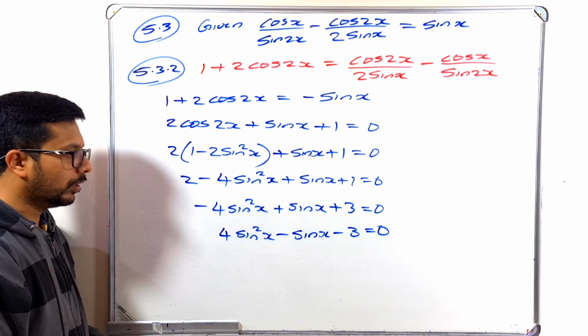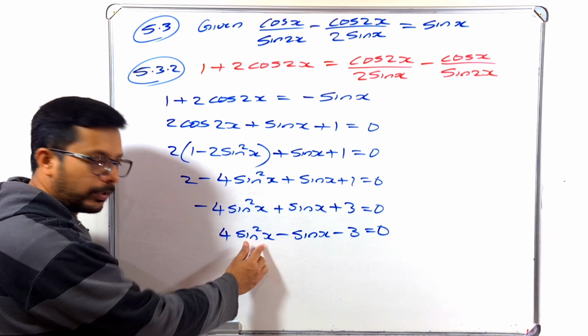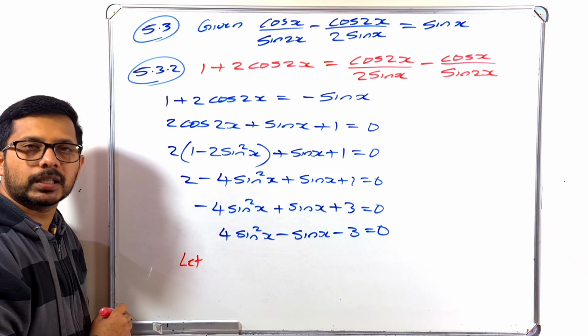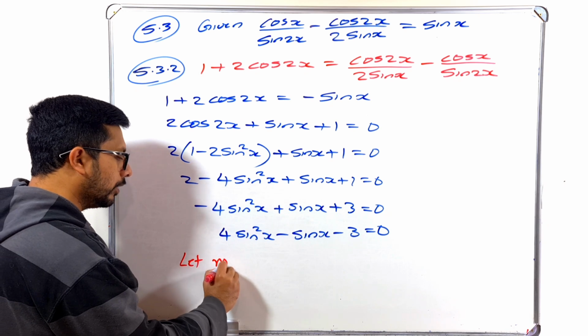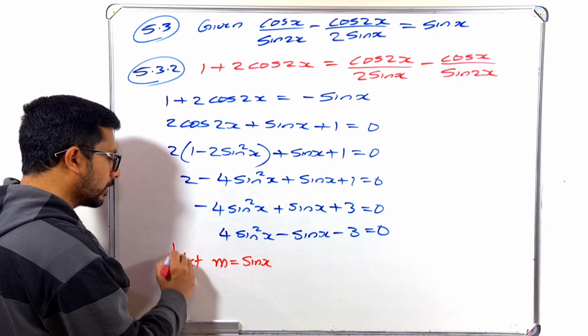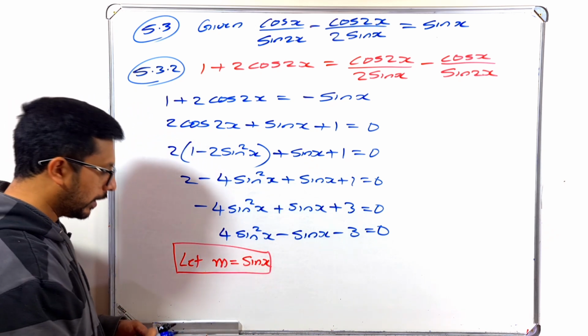So now we have a quadratic equation in terms of sin x. Just to make our work easy, let m be equal to sin x. I call m as sin x. So how can we write this equation now?